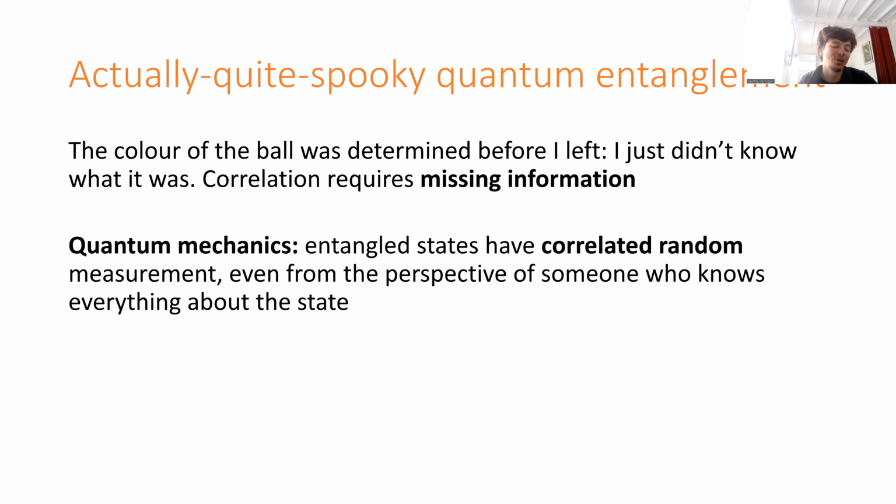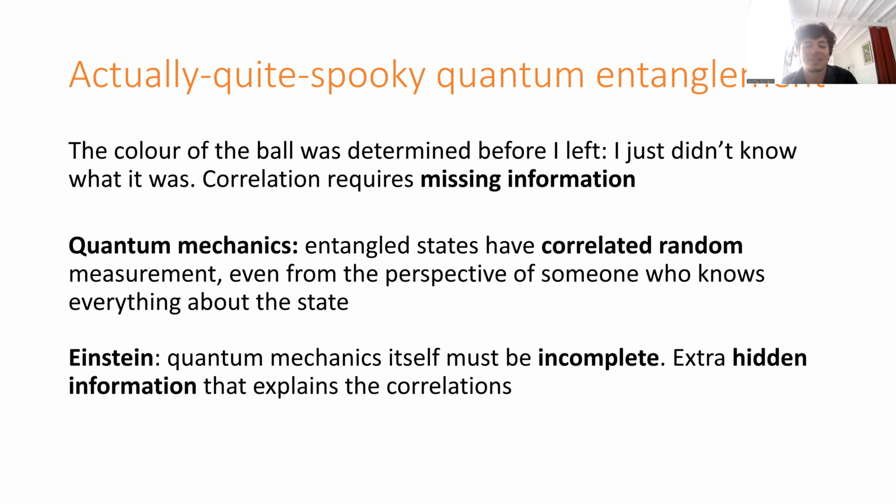The thing that makes quantum entanglement really interesting and actually quite spooky, after all, is that you can show that even if you know everything that you could possibly know about the entangled state, even if it's not like you're just missing some information about which ball was in the box, you know everything there is to know, then it's still the case that you get these correlations between measurements done in here and in Alpha Centauri. You still have this weird thing going on.